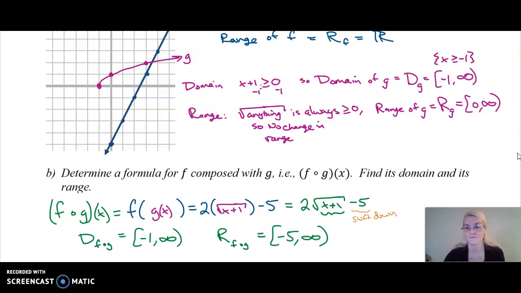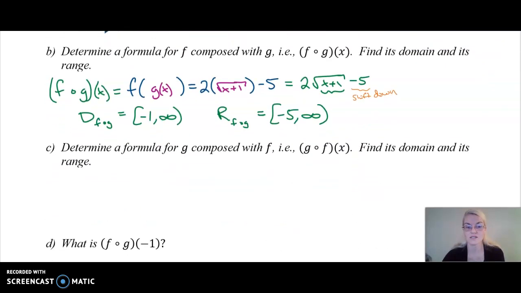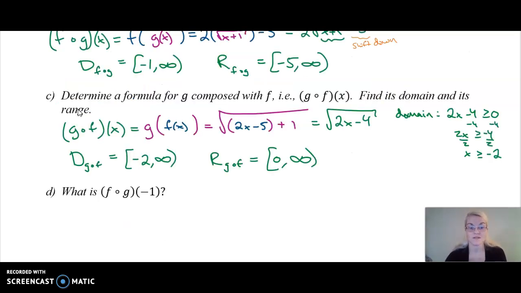So to infinity. All right, using that, now try to determine a formula for g composed with f, and now find its domain and its range. Pause your video. Try this on your own first. Pause. All right, so did you get that the composition was the square root of 2x minus 4? If you did, pat yourself on the back. Good job. What's the domain?